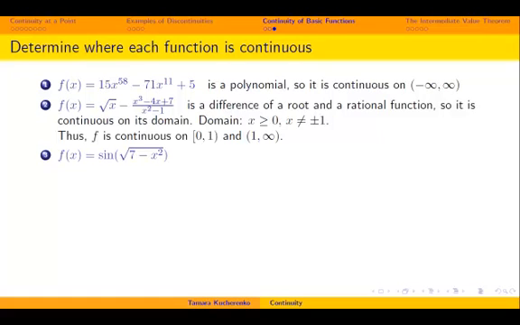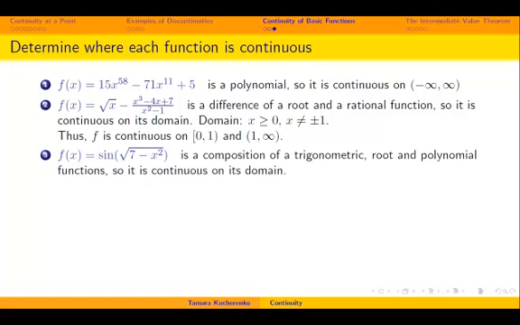The third function, f of x, equals sine of the square root of 7 minus x squared. f is a composition of three different functions. f is a composition of a trigonometric, root, and a polynomial function. So again, it is continuous on its domain.